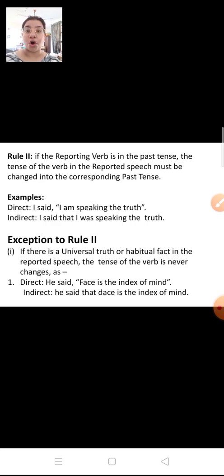So, for universal truth or habitual fact, for example, I wake at 5 p.m. That means I daily wake up at 5 p.m. It is a habit. I am having this habit, so you can say I wake up at 5. The tense of such sentences will not change. For example, in direct speech it is written: he said, face is the index of mind. When we change it into indirect, the sentence will be: he said that face is the index of mind. That means the tense doesn't change.